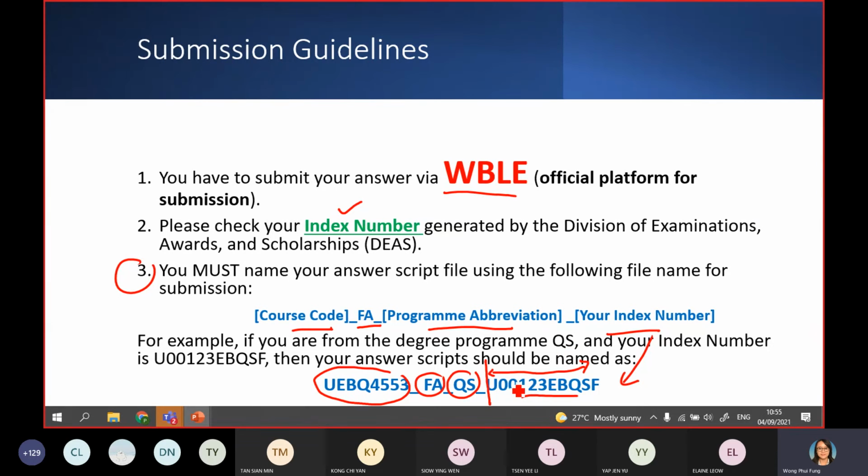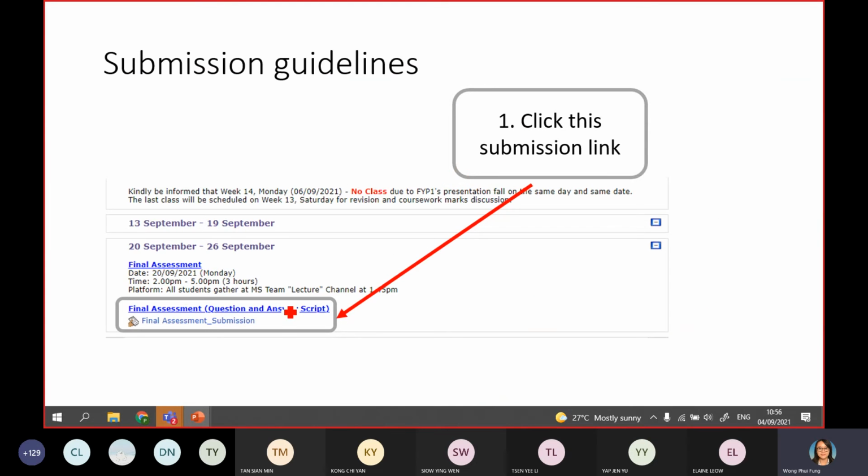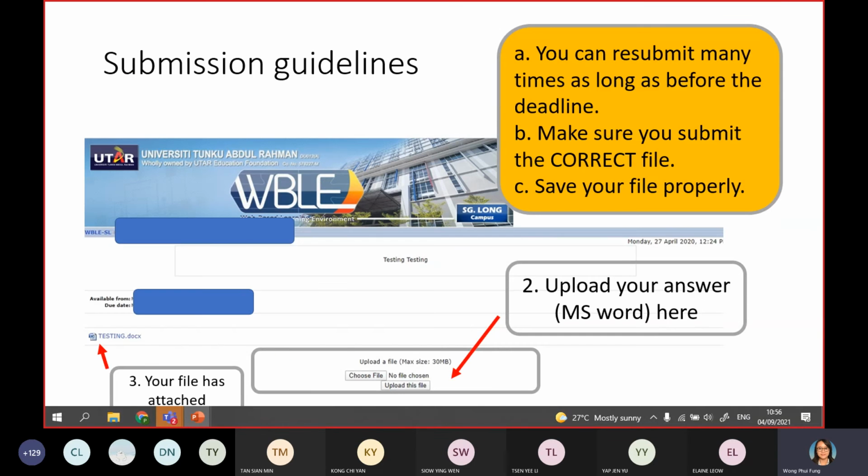So please make sure you don't key in your name or your ID in the file name. Your file name only requires the index number. Okay? So this one I already mentioned. The submission link is already set at Babbler, so you can click to submit.